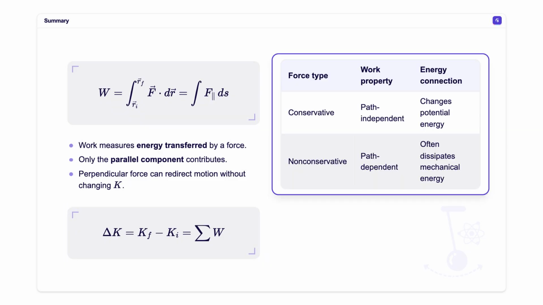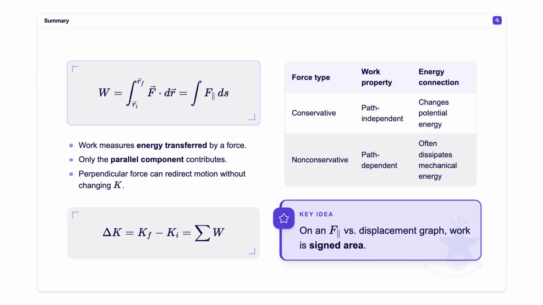For force types, separate conservative from non-conservative. Conservative work is path-independent and connects cleanly to potential energy, while non-conservative work is path-dependent and often dissipates mechanical energy, such as friction turning organized motion into thermal energy. Graphically, a force parallel to the motion versus displacement graph turns work into signed area. Area above the axis gives positive work, and area below the axis gives negative work.